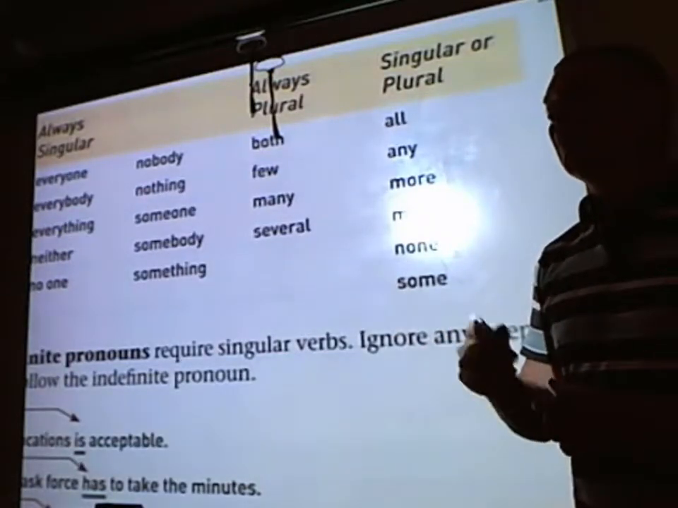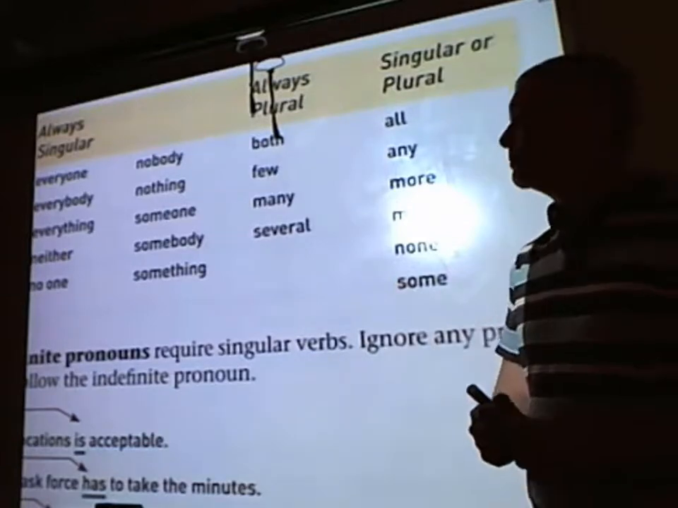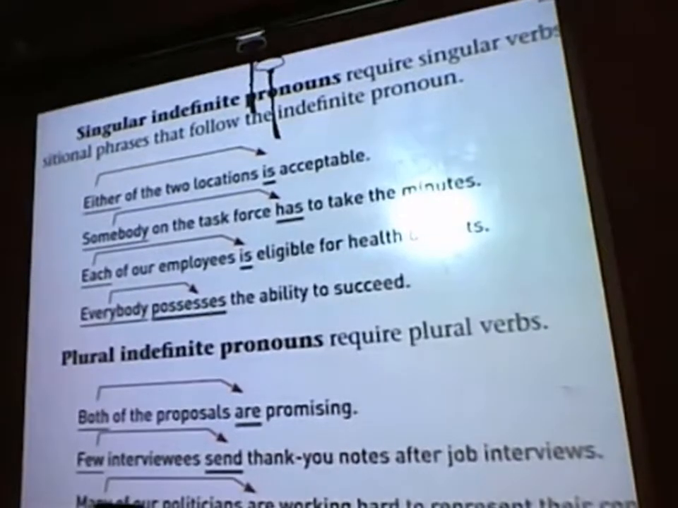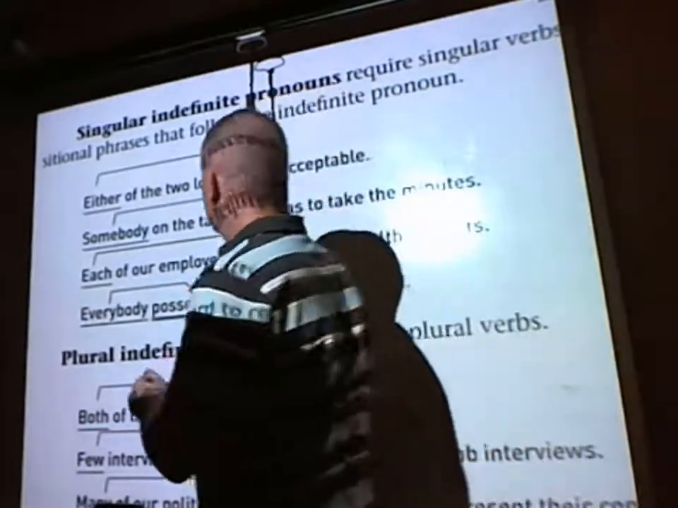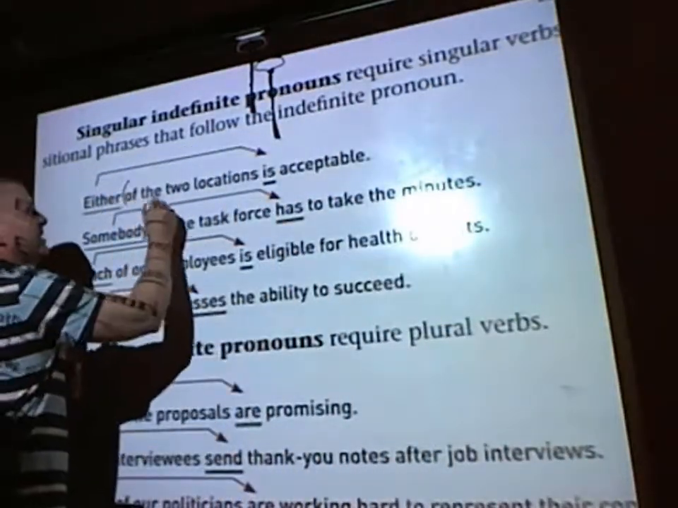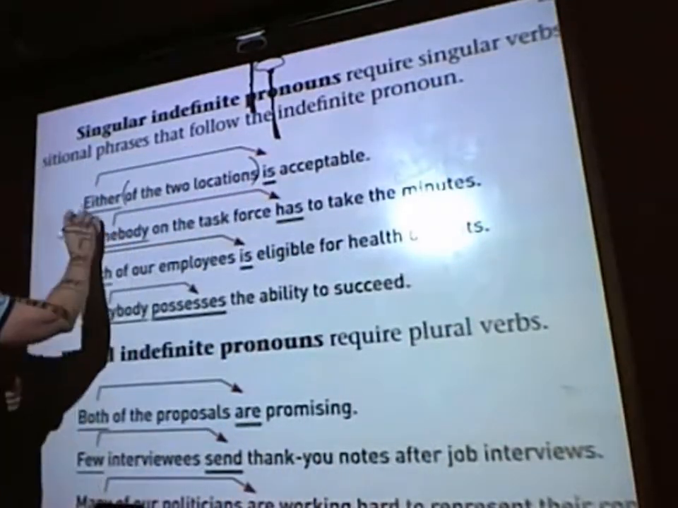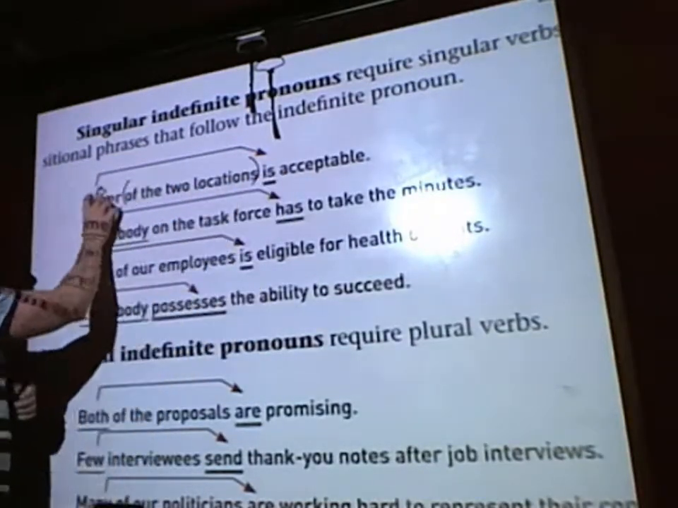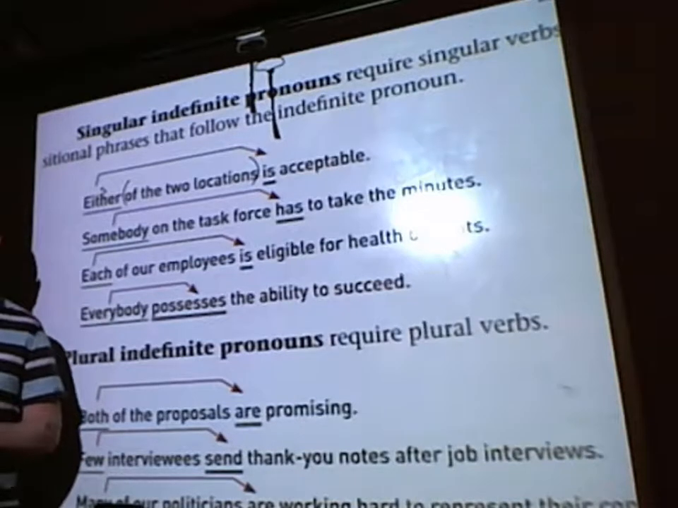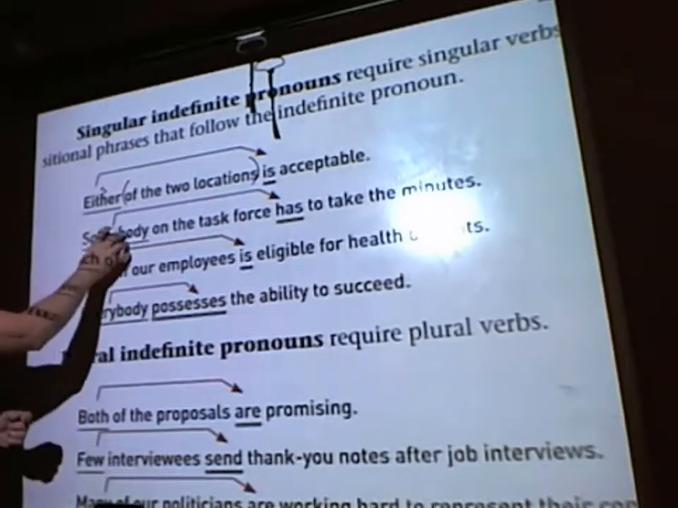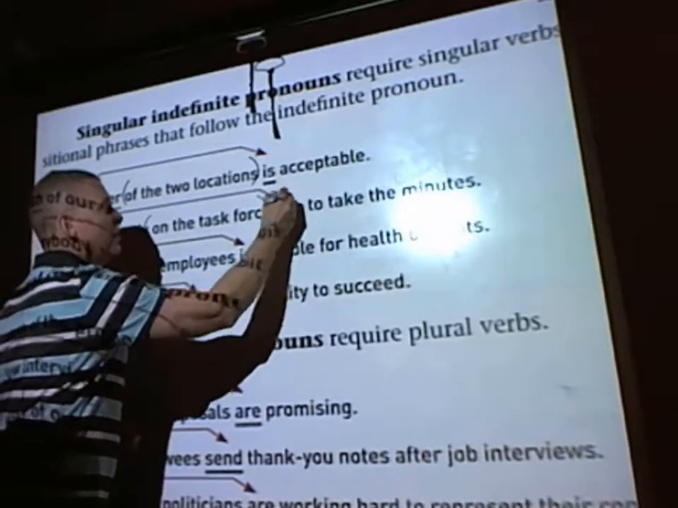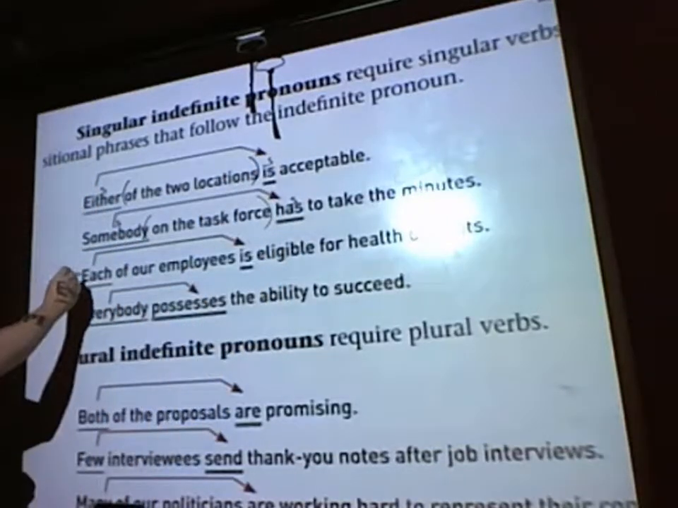Okay, so here we have the prepositional phrase of the locations. Either is always considered to be singular, so we need a singular verb. Somebody is always considered to be singular, so we need a singular verb. Each is always considered to be singular, so we need a singular verb. Everybody is always considered to be singular, so we need a singular verb.